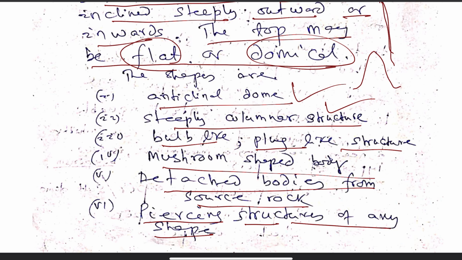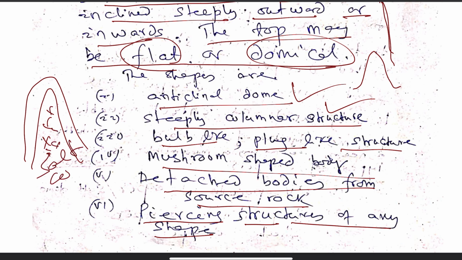How is the overlying rock, whether the overlying rock is thick or thin, and whether the overlying rock is of uniform thickness. So based upon all those factors, the shape of the salt dome depends, and mostly it is anticlinal uplift, salt core.